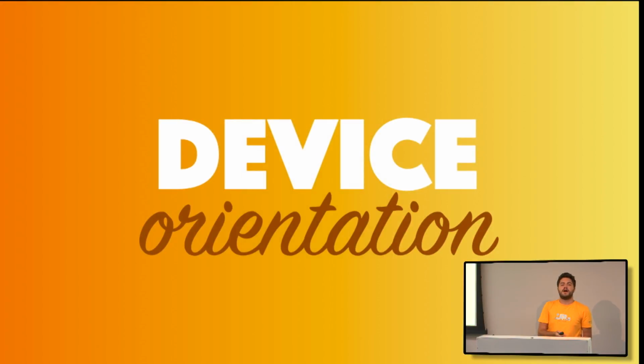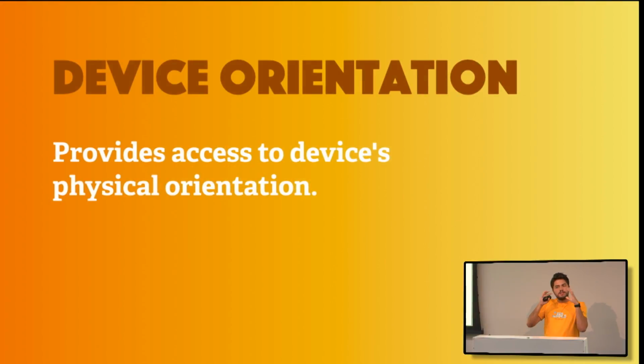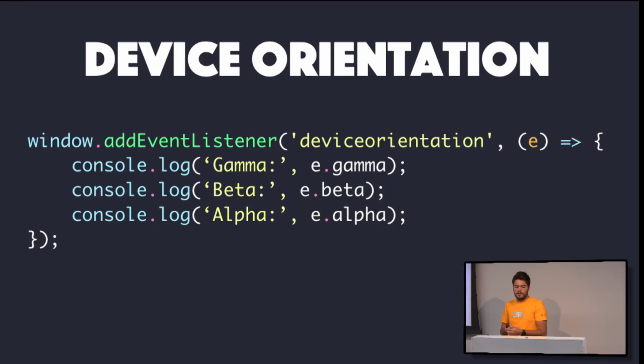The other one is device orientation. Imagine you can get the physical orientation of a device, you know? Imagine you can just listen for an event like device orientation and get those values and do something. Like if I have a phone, I can just move my phone and I can get the position of my phone, you know?